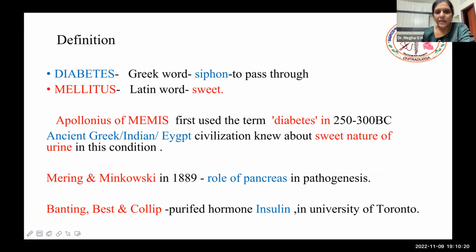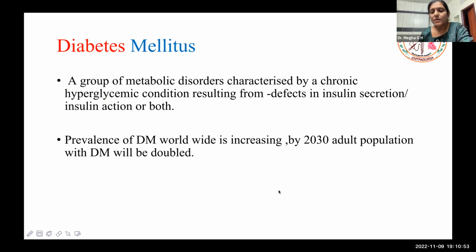Diabetes is a Greek word meaning siphon, to pass through. Mellitus is a Latin word which means sweet. Apollonius of Memphis was the first to use the term diabetes, around 250 to 300 BC. By then, the ancient Greek, Indian, and Egyptian civilizations knew about the sweet nature of the urine in this condition. Mering and Minkowski in 1889 discovered the role of the pancreas in pathogenesis, and Banting and Best obtained the purified hormone insulin at the University of Toronto, and they were rewarded with the Nobel Prize, as we all know.